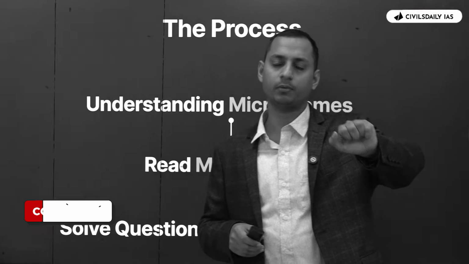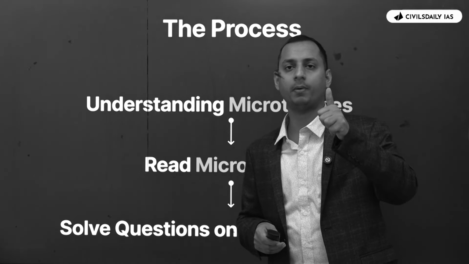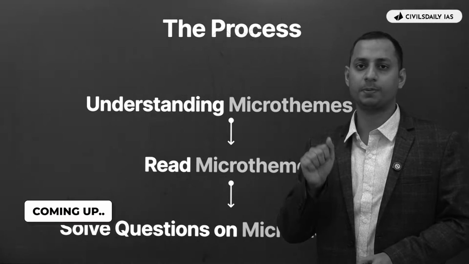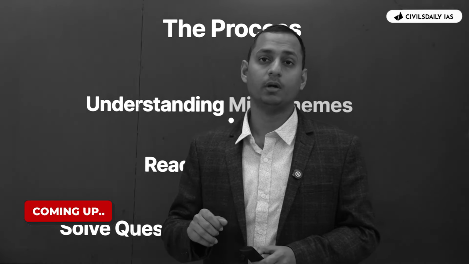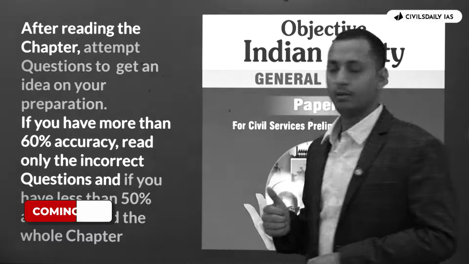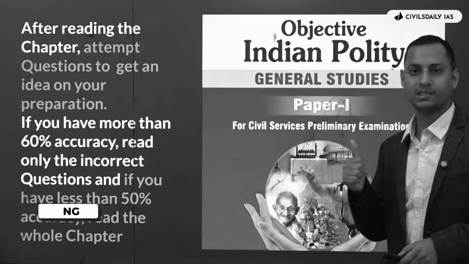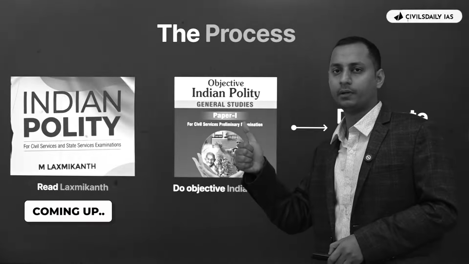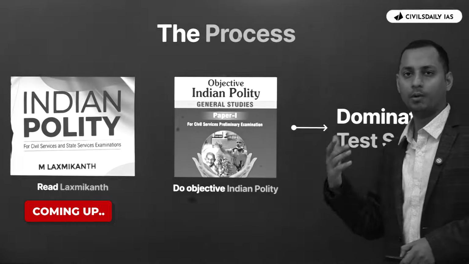Firstly, understand the micro themes, then read the significant part from Laxmikanth, and after that you have to solve the questions with respect to that particular micro theme. Now, from where do you solve the same? This is why we have the Objective Polity by Laxmikanth himself. Read Laxmikanth, do the Objective Polity, make sure you have content clarity regarding the same. After that, you do our dominant essays.